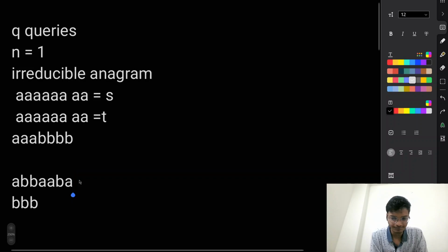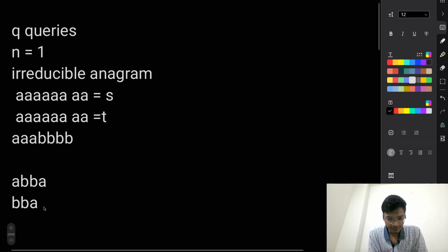Wait a second. So if this is the string, I can put B only, and then I can put A. Okay, what if A is again here? Then what should I put now? I will be left with none. So we have to put A. And when we put A, see this. This part is reducible, and that part is reducible. The i equal to n minus 1 and i equal to 0 to n minus 2 partitions, they both become irreducible.